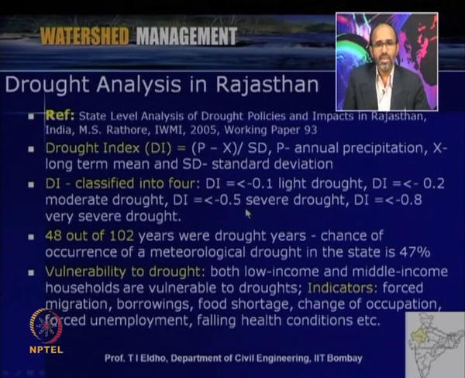That way, they have defined the drought situation in Rajasthan by analyzing 100 years of data for the last century. They identified that 48 out of 102 years were drought years in Rajasthan, and the chance of occurrence of meteorological drought in the state is about 47%. But of course, as we discussed, due to geographical and various other parameters, the pattern varies from one location to another location. So Rajasthan is vulnerable to drought.